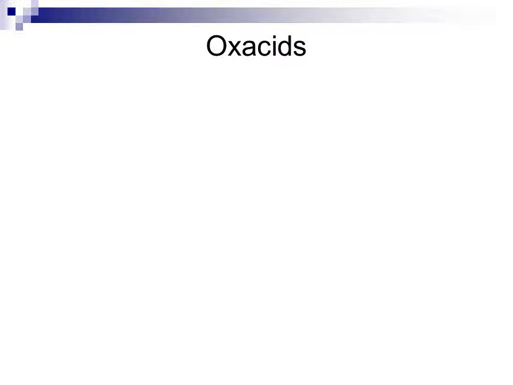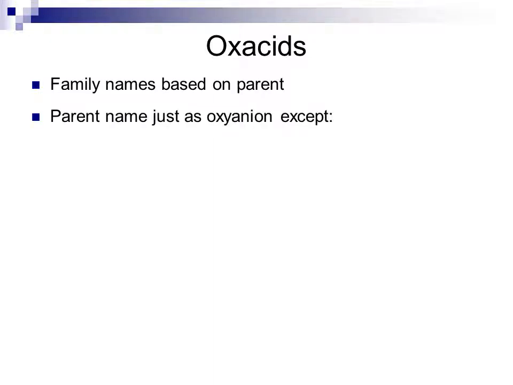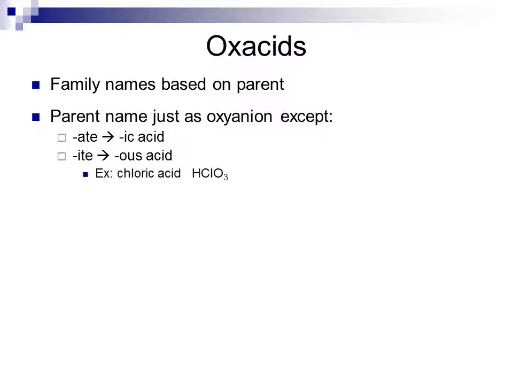Oxyacids, or oxacids, are acids formed as ternary acids from our oxyanions. Just like the oxyanions, they have family names that are based on the parent. The way that they are named is just like it is for the oxyanion, except that the suffix ate becomes ic acid, and the suffix ite becomes ous acid. So for example, chloric acid would be the acid formed from the chlorate ion.